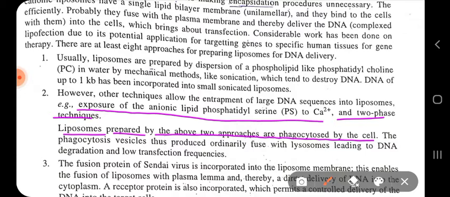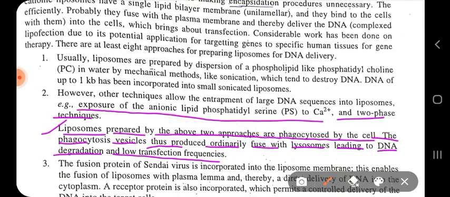phagocytosed by the cell, normally with the help of phagocytosis, where we have seen in cell biology classes that during phagocytosis liposomes are fusing with the lipids found in the plasma membrane, and the phagocytosis vesicles form a phagosome, right, but it also forms a phagolysosome to destroy the components found in the phagosome, but here it will not be done. Okay, so the phagocytosis vesicles thus produced ordinarily fuse with the lysosome, leading to DNA degradation and low transfection frequencies.